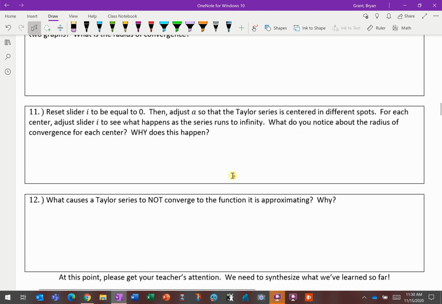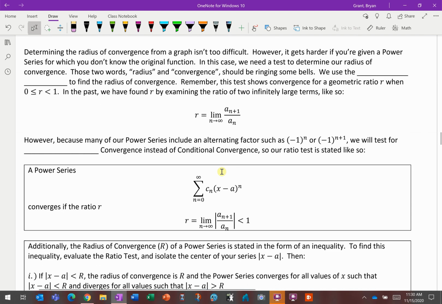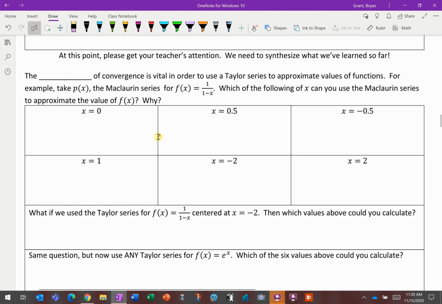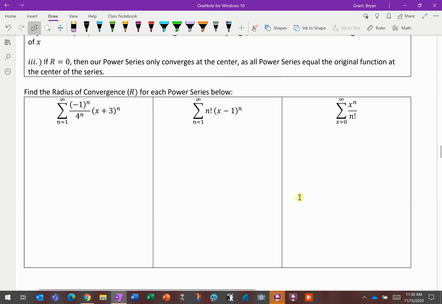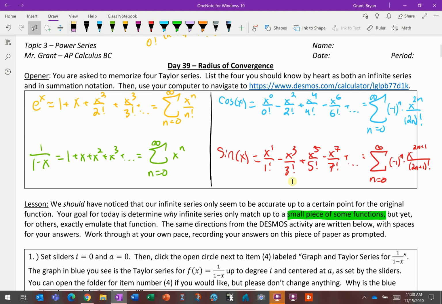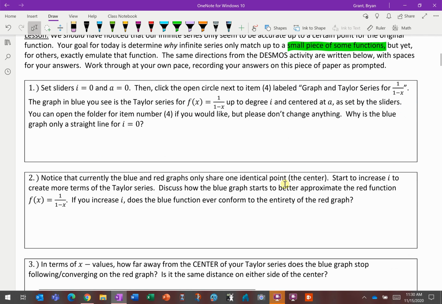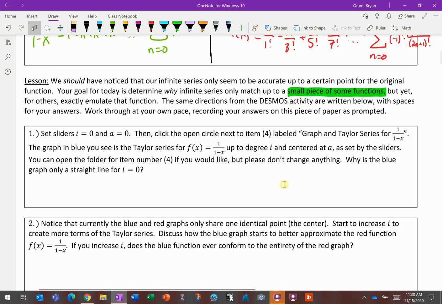You are done once you get all the way through 12 here. And then through 12, we're going to go back and discuss all of these answers, try 3 examples, and we're done. There are some practice problems at the end. So this one seems a little bit longer, but I think you'll find the DESMOS activity goes pretty quickly, and that takes up the majority of the pages. So ready, set, go.